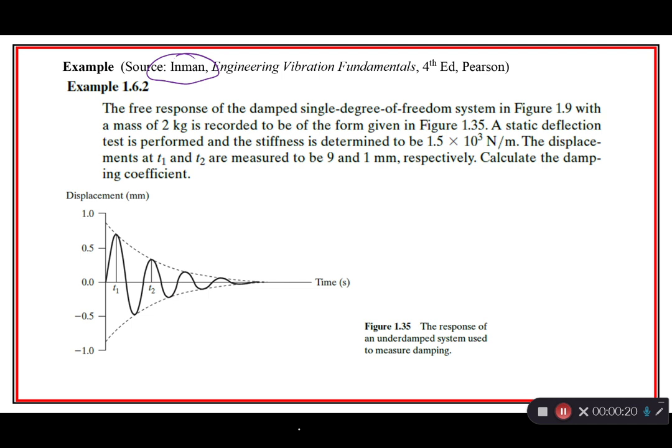I guess that figure is just a little spring and damper going on right there. It has a mass of 2 kilograms and is recorded to be of the form of figure 1.35. Okay, so here's the figure right here. A static deflection test is performed, and the stiffness is determined to be 1,500 newtons per meter. The displacements at T1 and T2 are measured to be 9 and 1 millimeter. Calculate the damping coefficient.